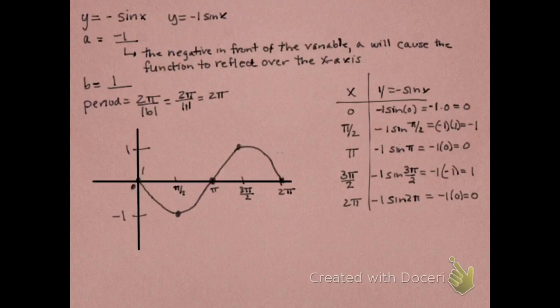So my x-intercept would be 0, 0. I have another x-intercept at pi, 0, and then 2 pi, 0. And then my minimum point is going to be pi over 2, negative 1. And then my maximum point would be 3 pi over 2, comma 1. All right. And that is for this graph. All right.